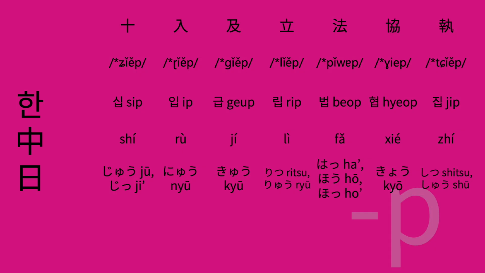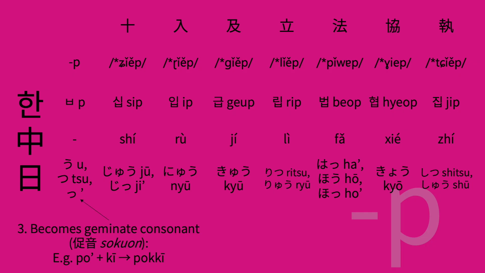The fourth group ends in P in Middle Chinese. This stays as P in Korean, but disappears entirely in Mandarin. It becomes 3 different sounds in Japanese. First, it becomes an U. This is added to the end of an existing vowel, forming the long vowels of O or U. Second, it becomes T. Third, it becomes a geminate consonant or sokuon, written with a small T. You can think of this as a doubling of the consonant that follows it.